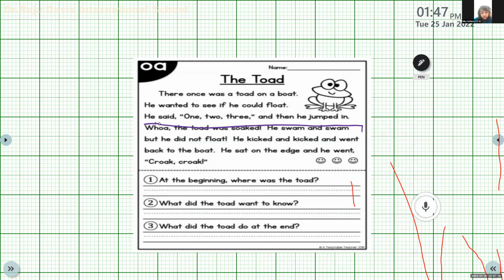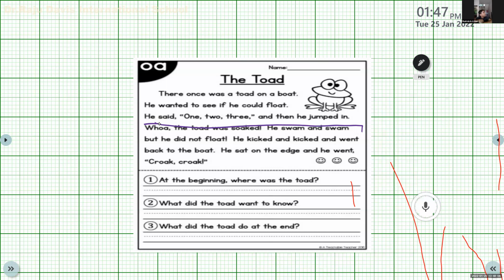Rudraksh, come on. Read. The toad. There once was a toad on a boat. He wanted to see if he could float. He said one, and then he jumped in. He jumped in. Very good. Well read. Who now?